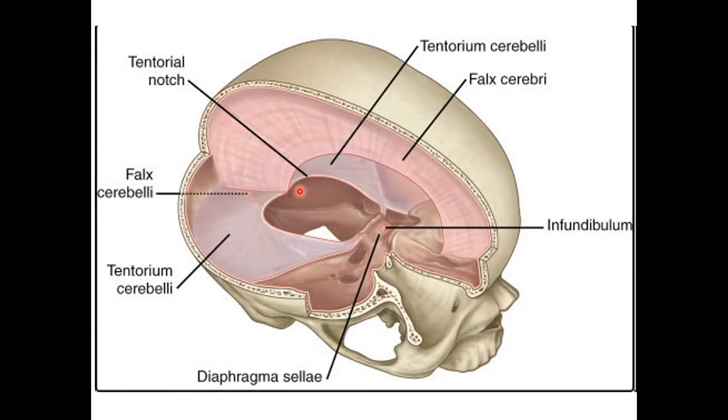You can see this is the falx cerebri, which is a dura mater fold, and this is the tentorium cerebelli, and this is the tentorial notch. Why am I showing this tentorial notch? Because the midbrain is passing through this tentorial notch. It is an important MCQ: which structure passes through this tentorial notch? The answer will be midbrain.